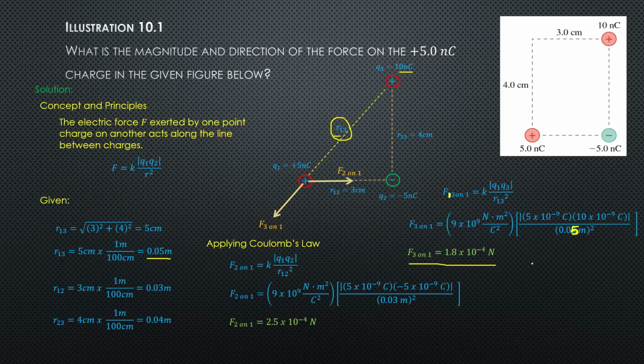So that is 9 times 10 to the 9, then multiply by positive 5 times 10 to the negative 9, and then 10 times 10 to the negative 9, then divide it by the square of 0.05. Then it should be 1.8 times 10 to the negative 4 newton. So this is the force on charge 1 by charge 3.